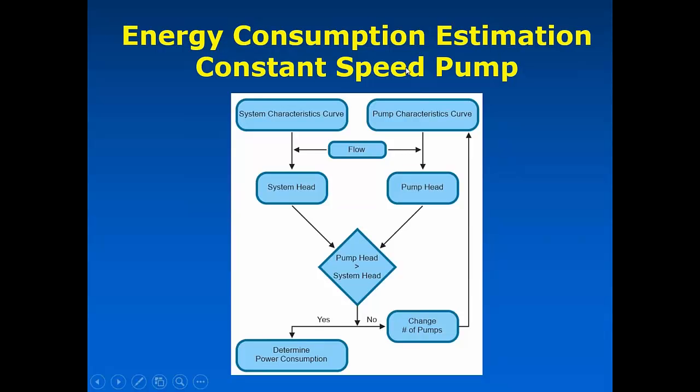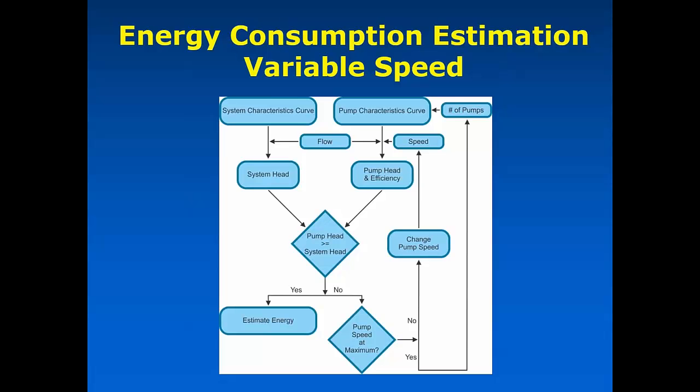And if not, for a constant speed pump, where we only really have one option, which is to put another pump online, we do that, come back around here, reevaluate the entire system again, and just keep going around until we have enough of these constant speed pumps, at whatever speed that's already been fixed at, running in order to do the job.